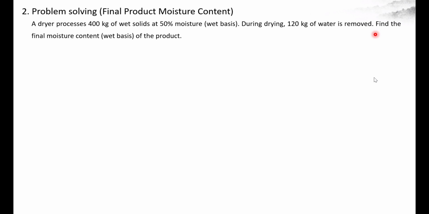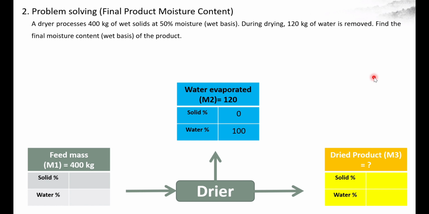To do the mass balance and find the unknown, let's draw the schematic and fill in all the values which are given in the question. A dryer processes 400 kg of wet solid. So the feed is 400 kg, and it has 50% moisture. Since it has 50% moisture, the remaining would be solid percentage. So I have written 50% solid and 50% water.